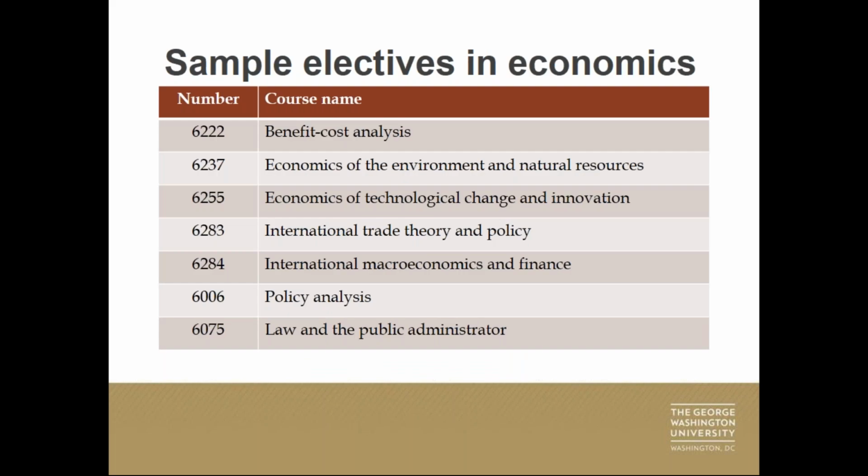Electives that are outside of the applied economics area are also pretty abundant, and here's just a sample: benefit cost analysis, policy analysis, international macro and finance, law and the public administrator. Like I mentioned, one of the things that's nice about GW is that we do have a full university here, and we have more courses than you could ever possibly take. But that means that if you really want to specialize in something, you can probably find the course taught at GW in one of the schools.